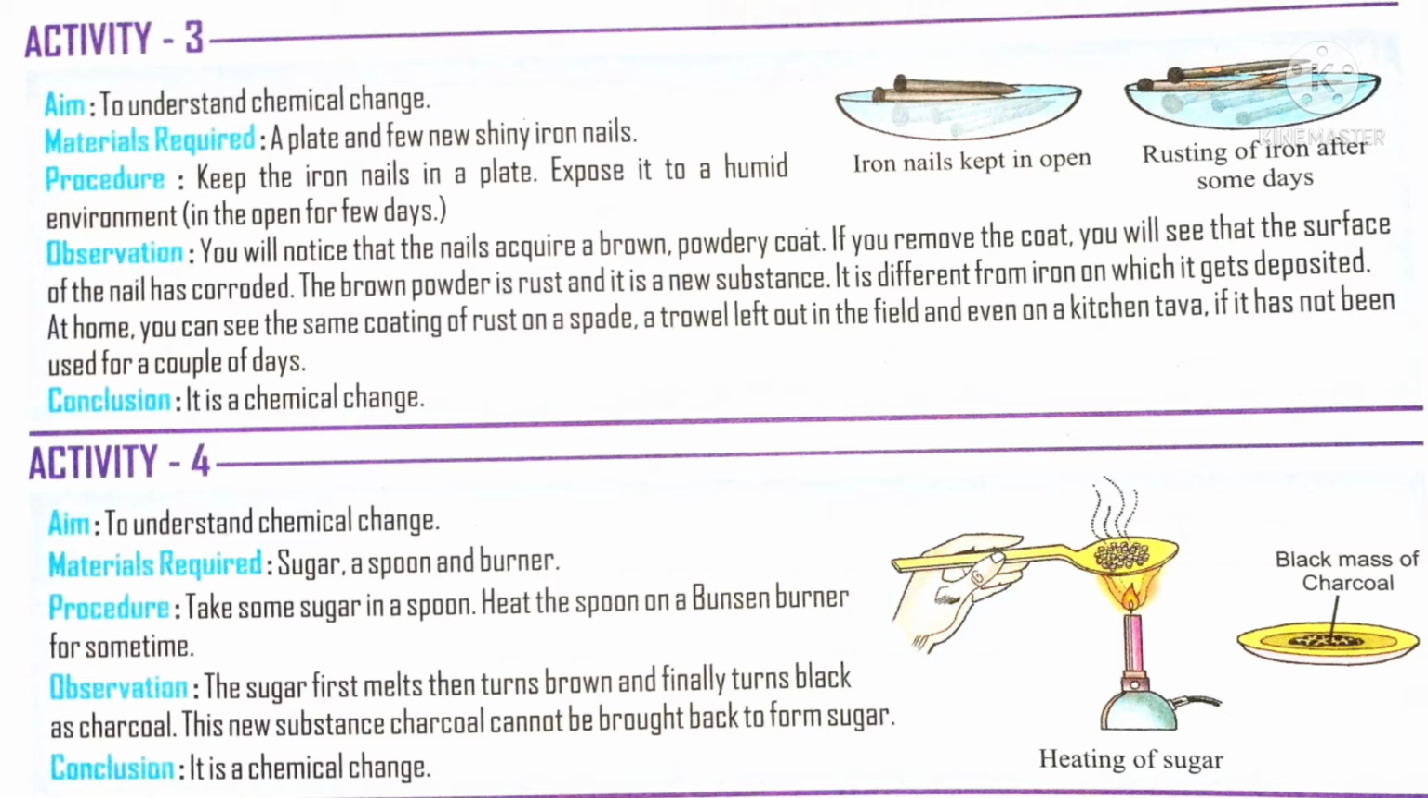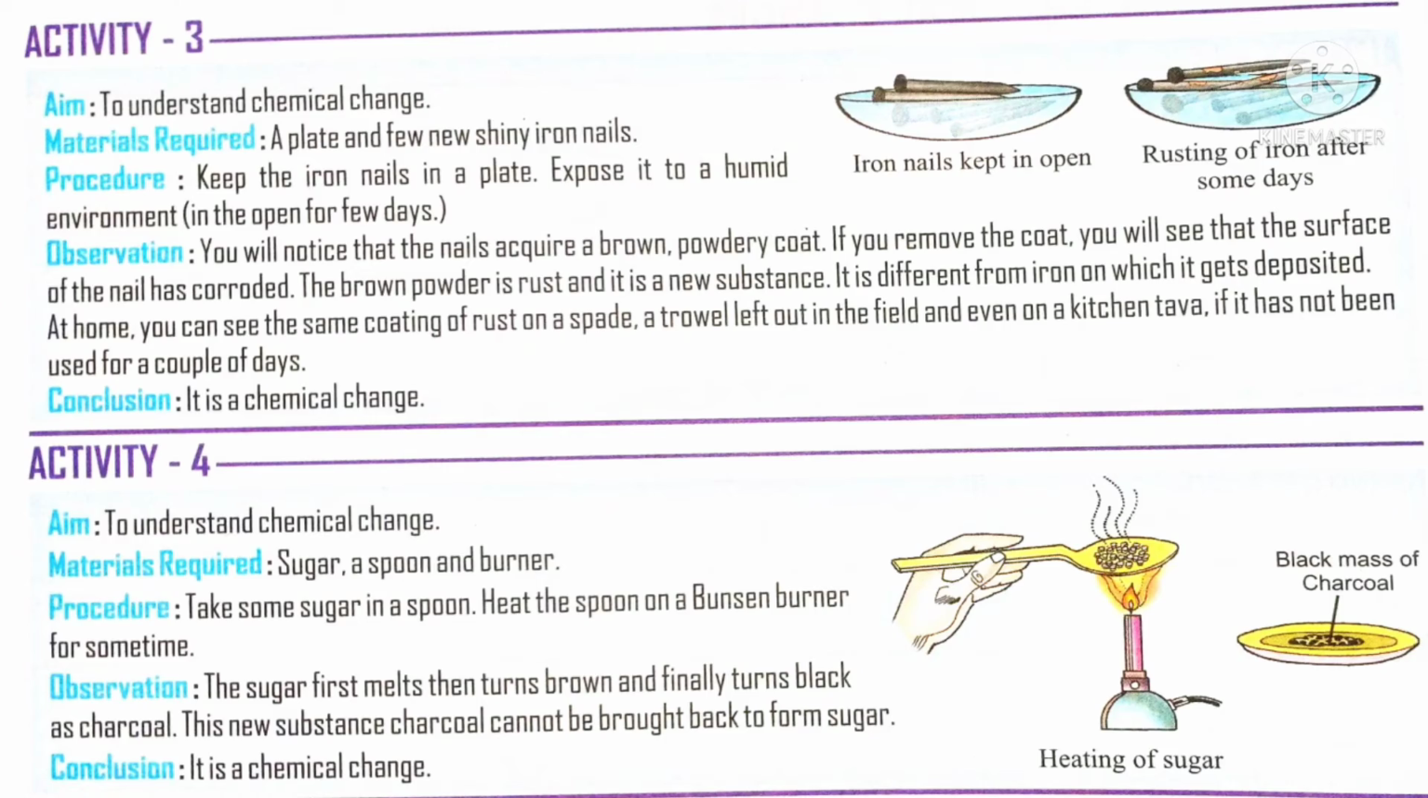Now let's move on to activity 4, to understand chemical change. Here the materials required are sugar, a spoon and a burner. Here what you are going to do is take some sugar in a spoon and hold it over the burner, or over the flame. What do you observe? The sugar first melts, then changes into brown, then turns into black. This black substance is called charcoal. Is it a new substance? Yes, a new compound. That is a chemical compound. So this process is a chemical change.